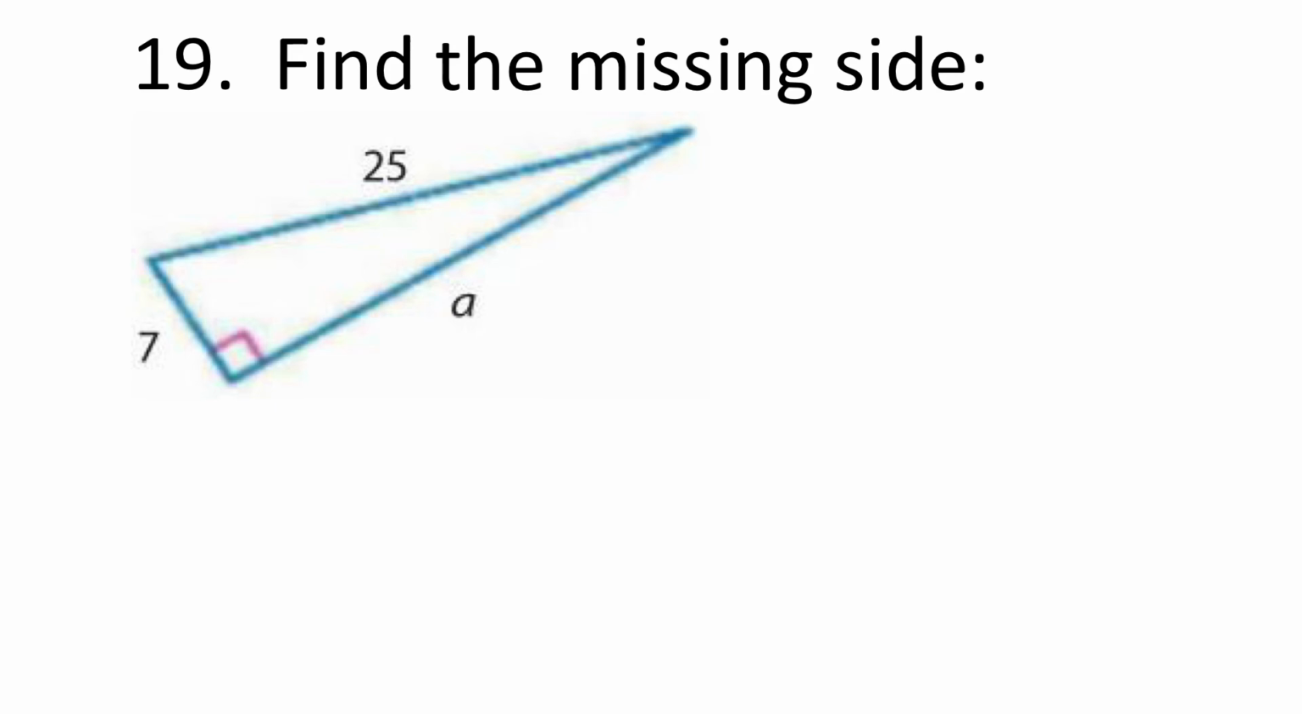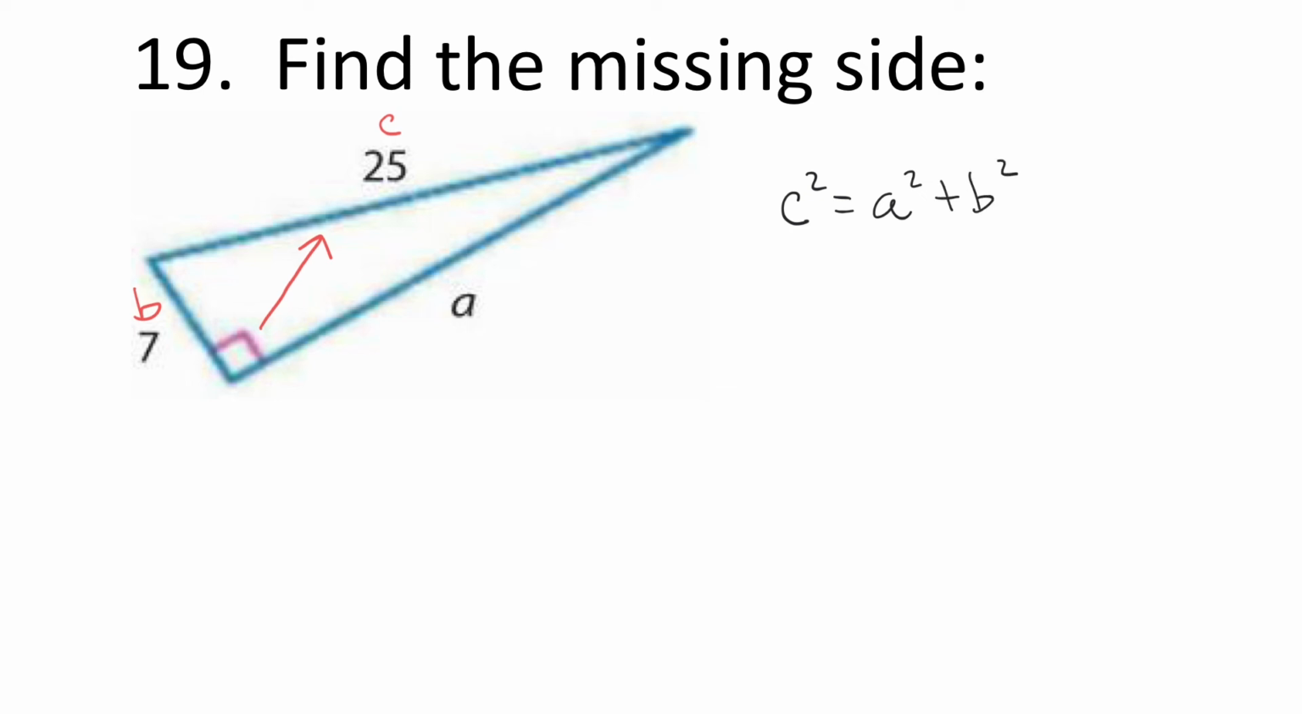19. You guys are looking for the missing side again. You have a right triangle. There's a 90-degree angle, so the side opposite, away from the 90-degree angle, will be your hypotenuse. So 25 is your C value. We are looking for A, so that means 7 is your B value. So the Pythagorean theorem: C squared equals A squared plus B squared.